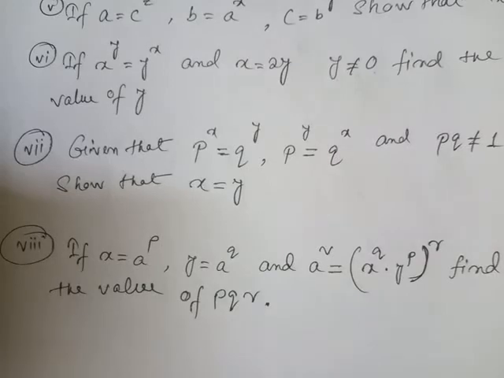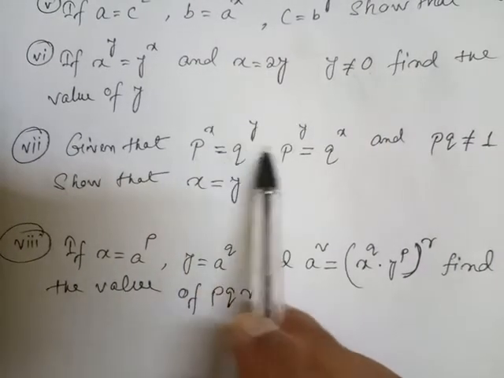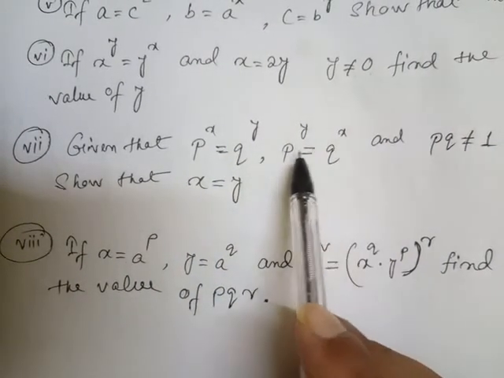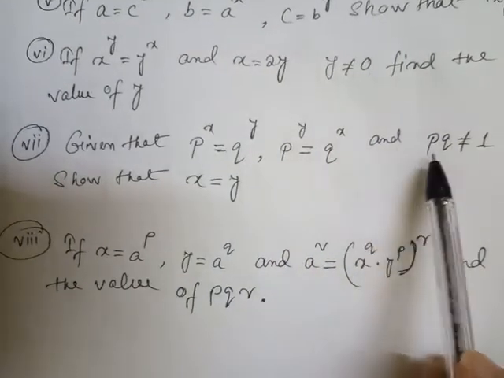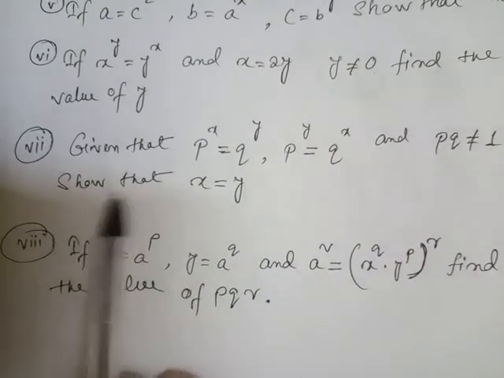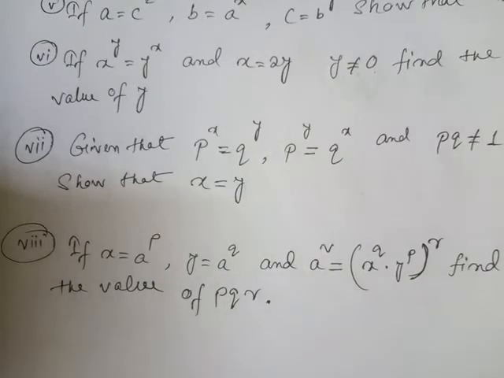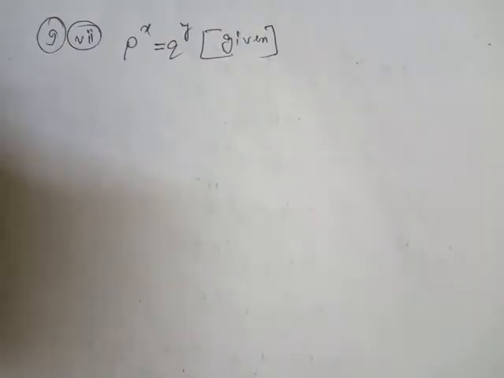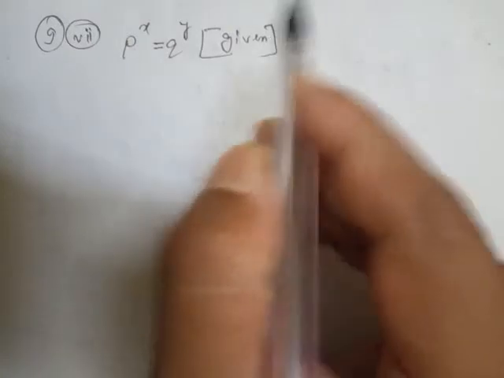Students, now look at 9 Roman 7: given that p to the power x equals q to the power y and p to the power y equals q to the power x and pq not equal to 1, then show that x equals y. We are going to prove this one now. Now look student, 9 Roman 7, these are the given conditions.